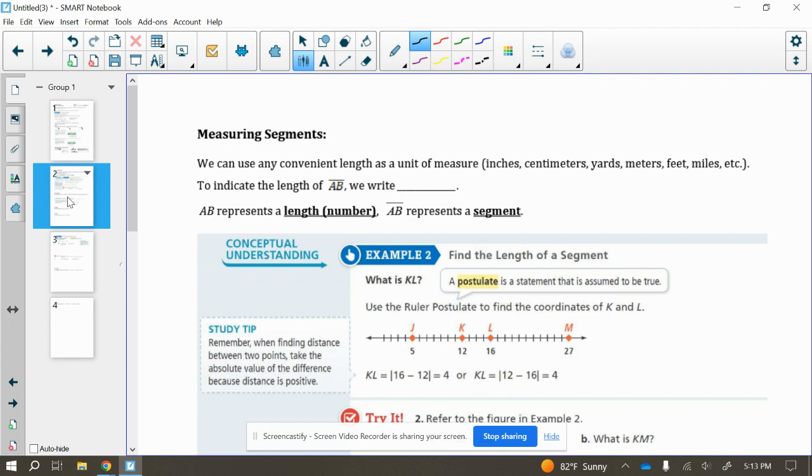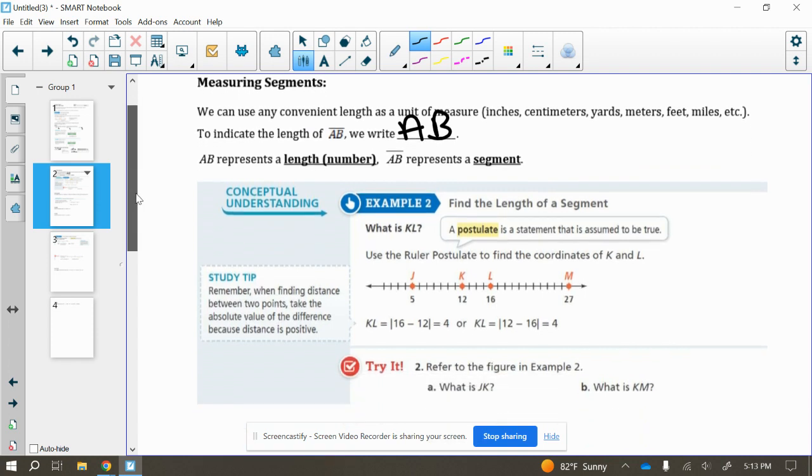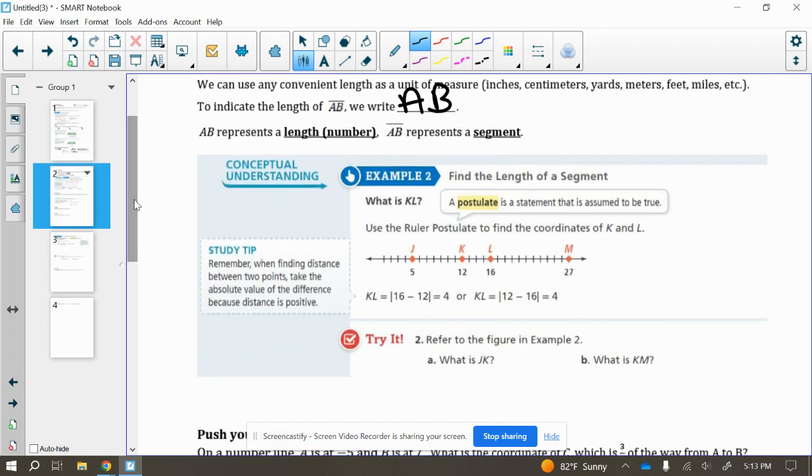Now, the idea of length is a little bit different than the segment. When we see AB with a segment bar on the top, that's indicating the segment itself, whereas if we want the length of that segment, we would put AB without the segment bar on the top. So that's asking you for a number, versus AB with the segment bar on the top, that's the segment, the whole thing itself, not the length.